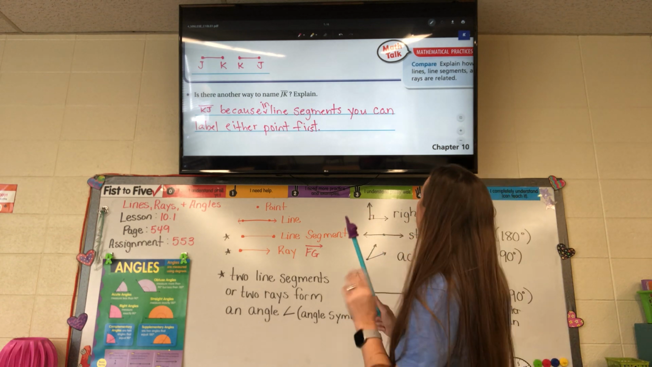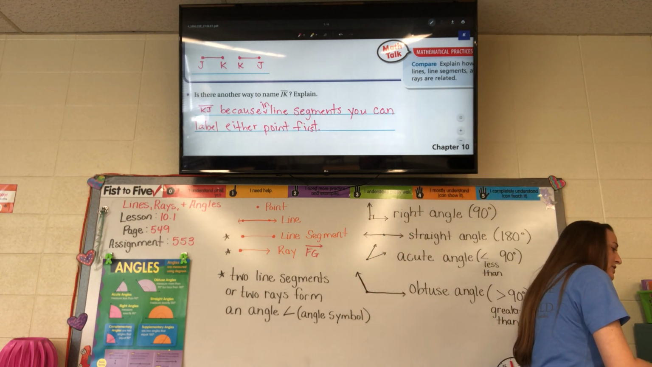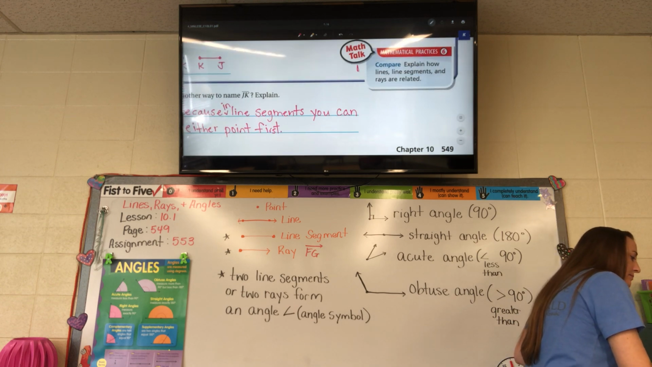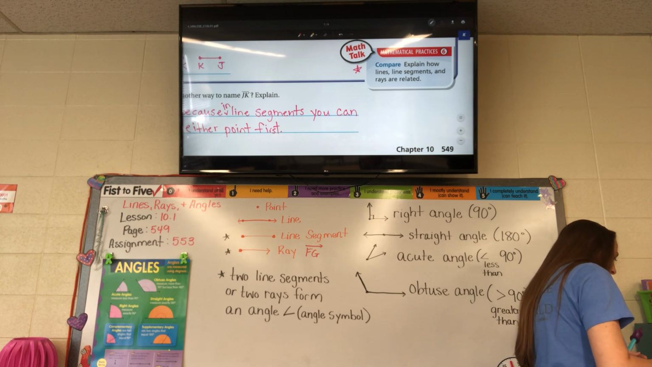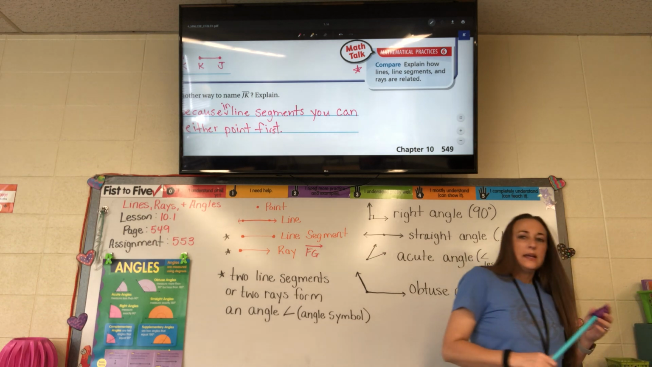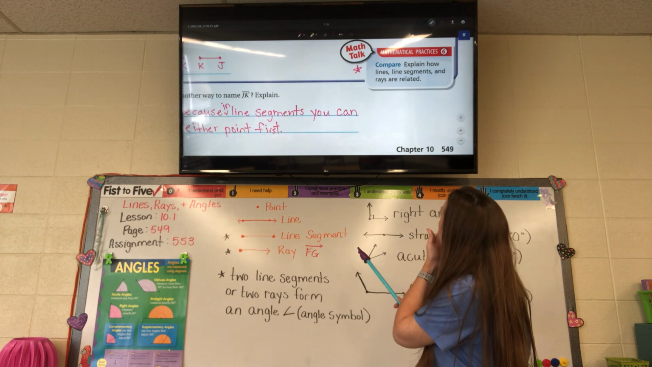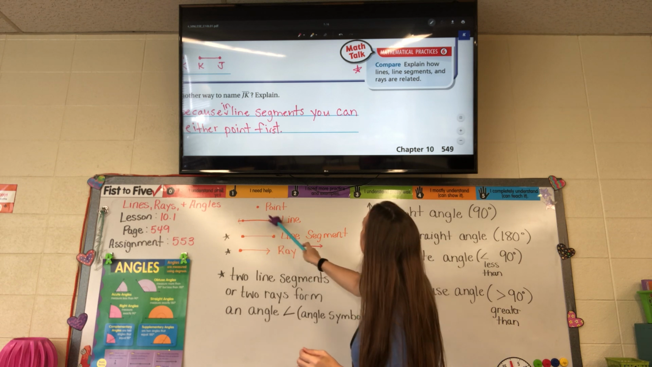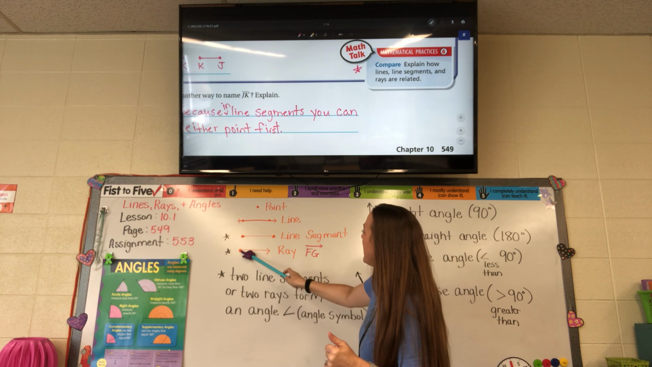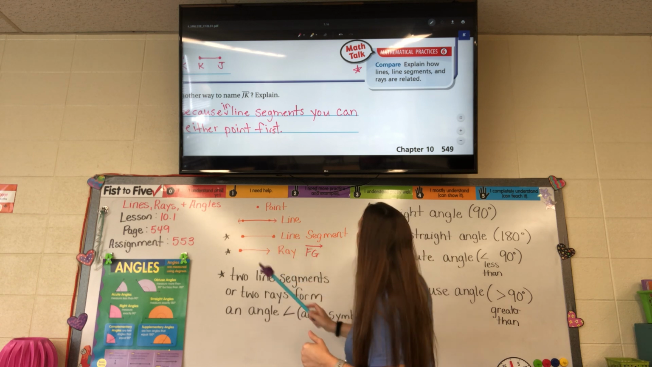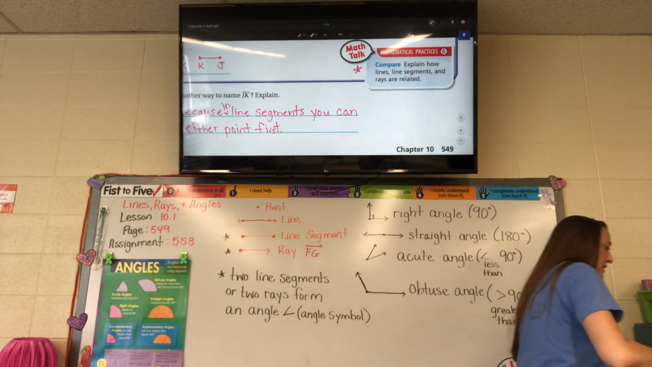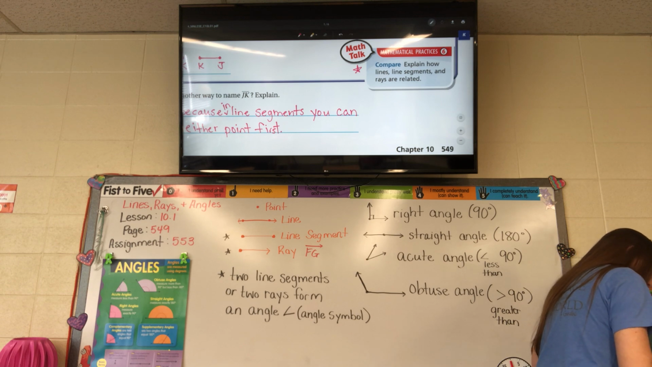All right, so moving on. It wants us to explain how line segments and rays are related. And we've already kind of talked about that. A line segment is part of a line, and then a ray is also part of a line. So a line segment and a ray are both part of a line.